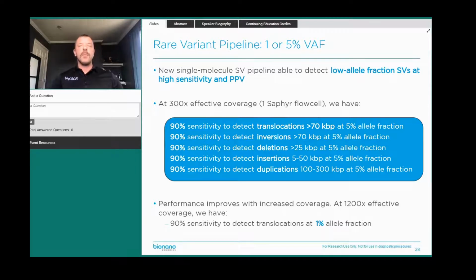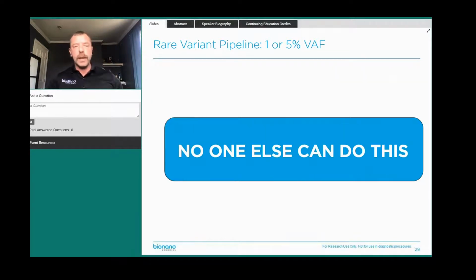Keep in mind that it's completely unbiased. There's no amplification. There's no panel. We show you every structural variant down to 5% allele fraction. And if you want to run your instrument longer for 2 to 4 days, then we can go down to as little as 1% allele fraction. So that means that if just 2% of the cells in your tumor have a heterozygous translocation anywhere, we will still pick that up. No other technology can do this or comes even close to that.